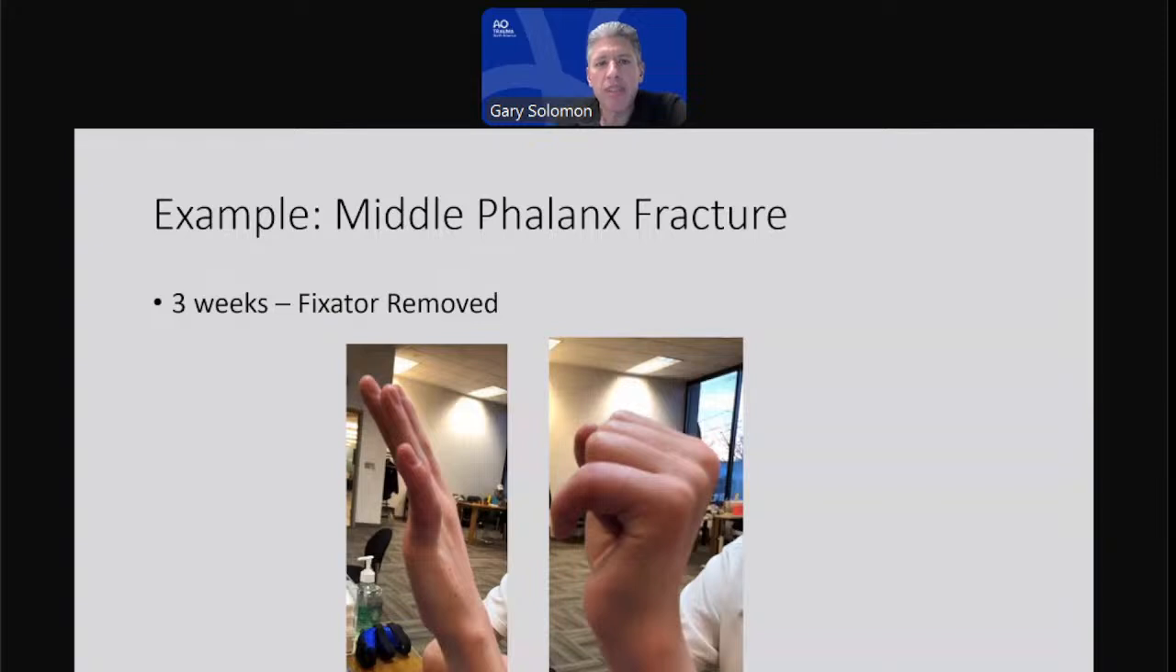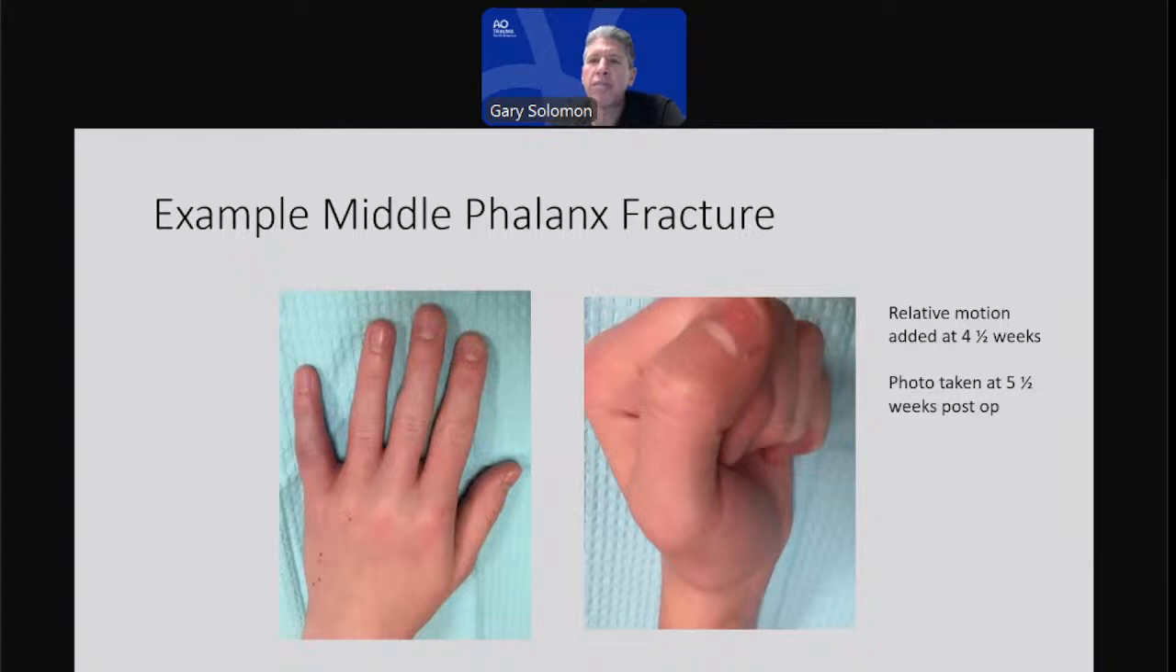Here's a nice example. This is 3 weeks with the fixator out. You can see a couple of things: MP hyperextension and hyperflexion when they try to make a fist. So that's usually a good place to add a relative motion splint to block those motions. And that's what I did. I added it at 4.5 weeks, and at 5.5 weeks, this was the motion. I never saw him again after that. He basically went to home program and discharge.